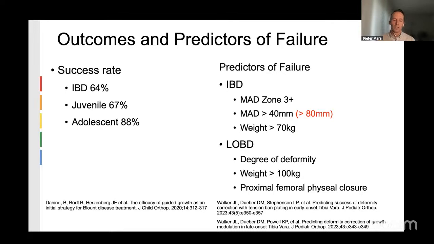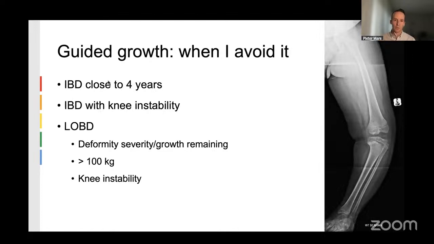So when we read all these papers of guided growth in Blount's disease, most of these authors will make a statement along the lines of they advocate the treatment, they think it's effective in many cases, and that even if it fails, you may effect some deformity correction with very little harm. Now, in most cases, I think that's true. However, I do think there are some caveats, and I'd like to share with you when I would avoid it. So, infantile Blount's disease close to 4 years.